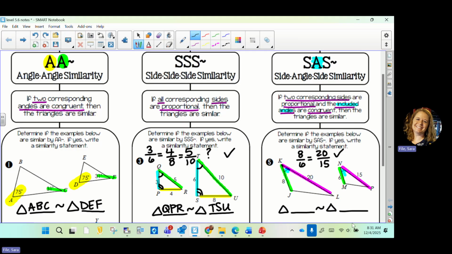So the triangle on the left, I'm just going to name it JKL. So notice I went from J to K. So I went along the green side and then the pink. So I have to do the same thing, go along the green and then the pink. So that's MNP.